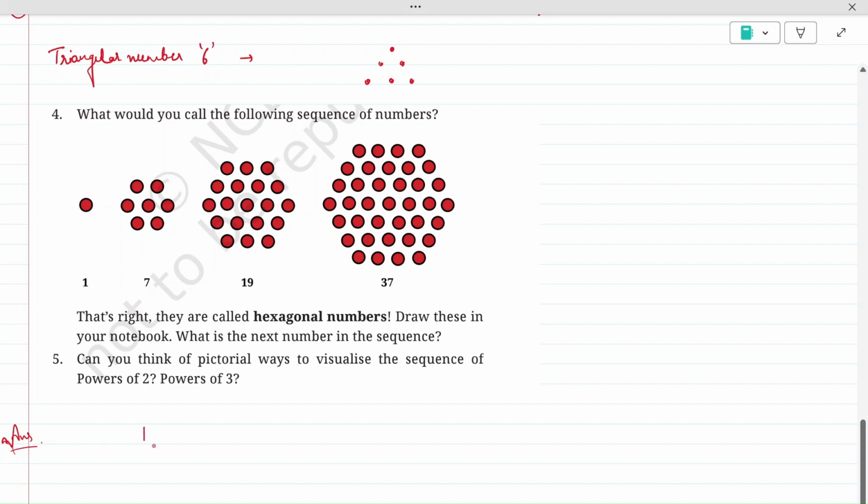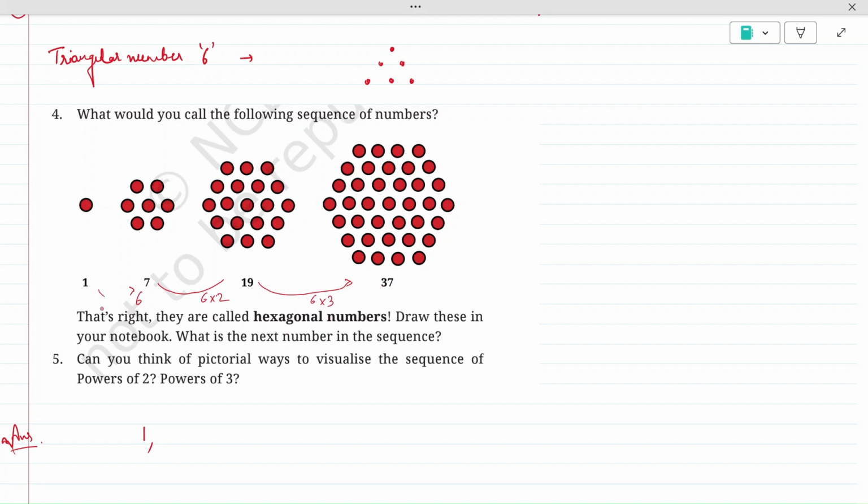is 1, and the second number is 1 plus 6. We have added 6 here. And here we have added 12, because 12 plus 7 is 19, which is 6 into 2, 12. And here we have added 18, which means 6 into 3, 18. 19 plus 18 is 37.